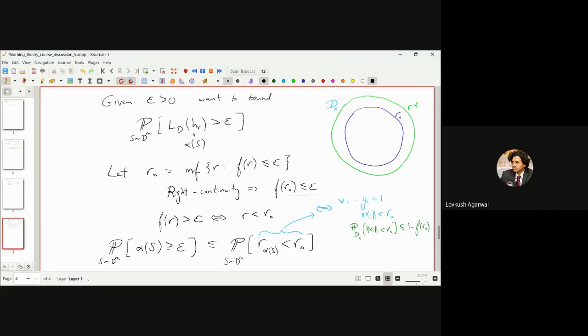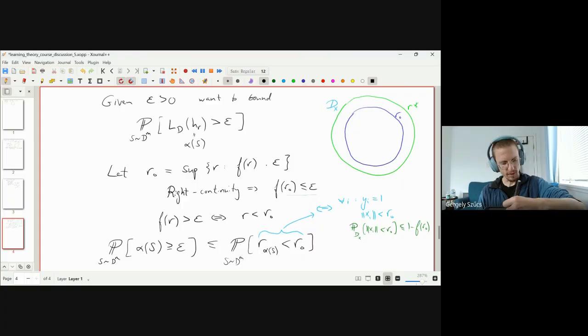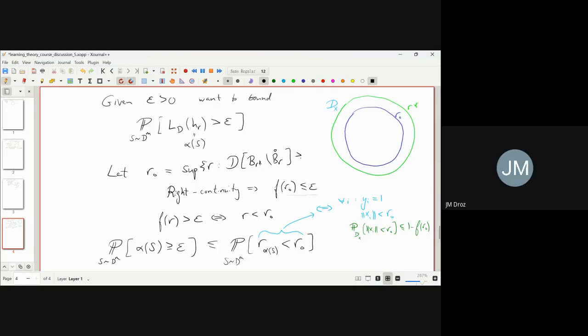Can you repeat your definition of R0, please? Yes, so I take as R0 the largest number so that the closed interval between R0 and R star contains greater or equal epsilon as mass of D. So it's a supremum of R such that the measure of the R star ball minus the interior of this one is larger or equal epsilon.